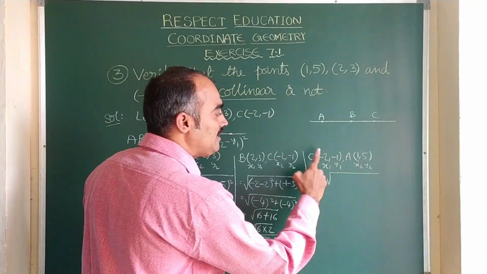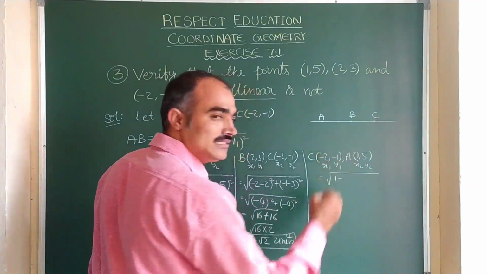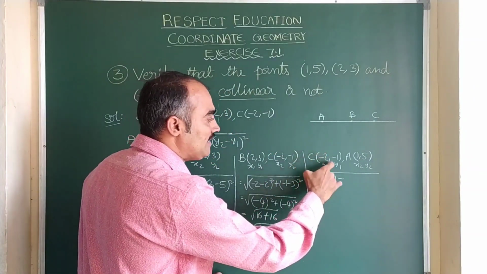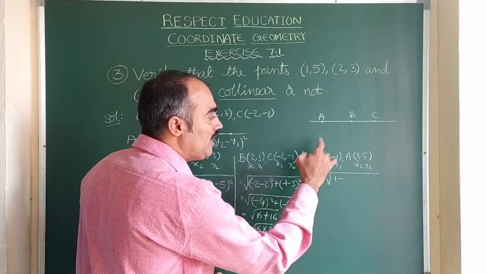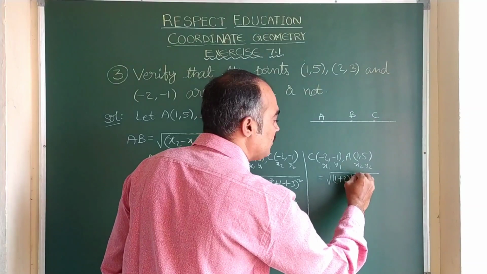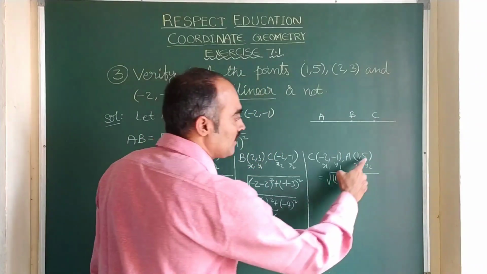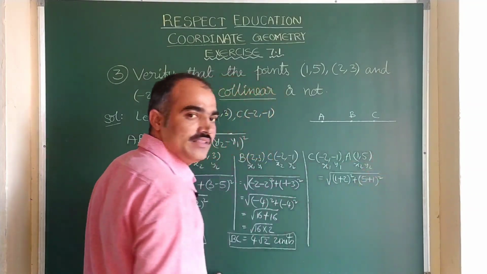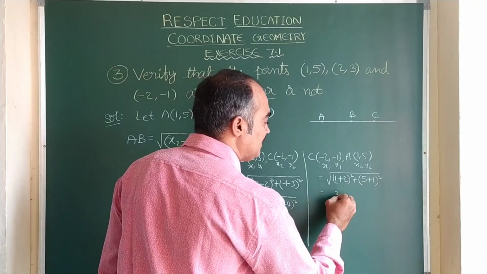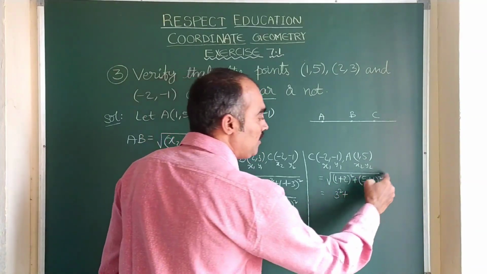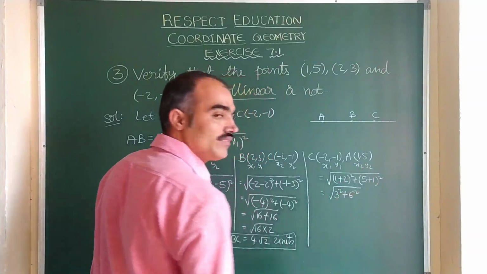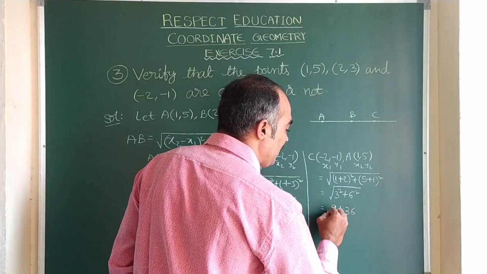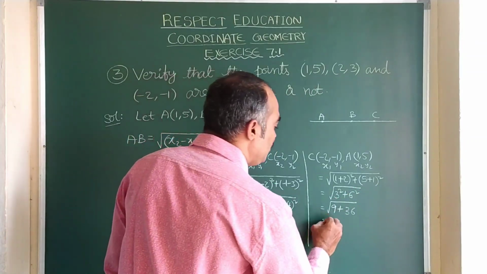Same formula, x2 minus x1 whole square. This is 1 minus, here x1 itself has minus. Minus into minus becomes plus. So it is 1 plus 2 whole square plus y2 is 5, minus of minus 1 is 5 plus 1 whole square. Right? Here 1 plus 2 is 3. This is 3 square plus 5 plus 1 is 6. So it is 6 square. 3 square is 9 plus 6 square is 36. When you add 9 and 36, you will get 45.